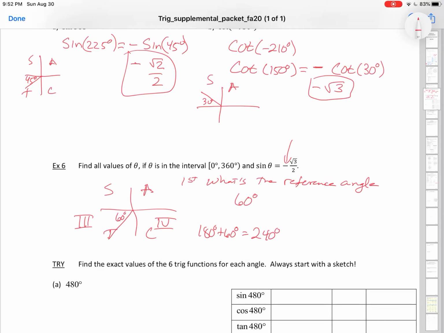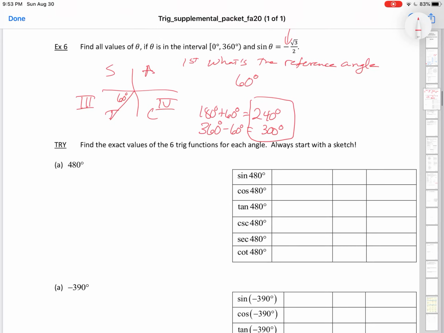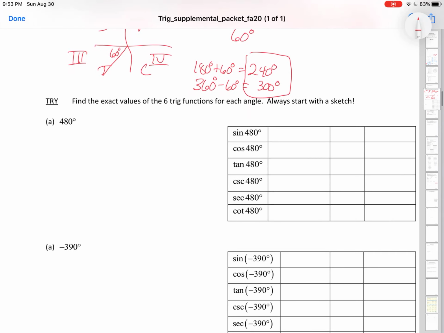60-degree reference angle right in there. Then the other one is going to be in the fourth quadrant, so that's 360 minus the 60 for 300. So 240 degrees and 300 degrees are our answers. Then we want to go find the exact trig values for these last two right here. That will round up the section.